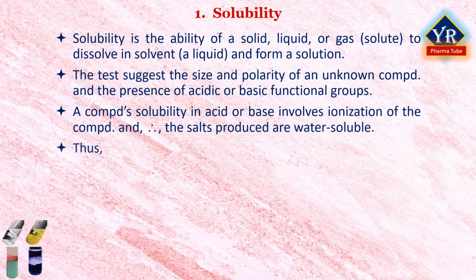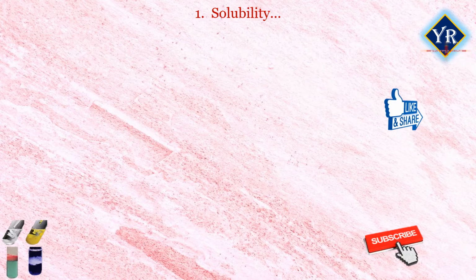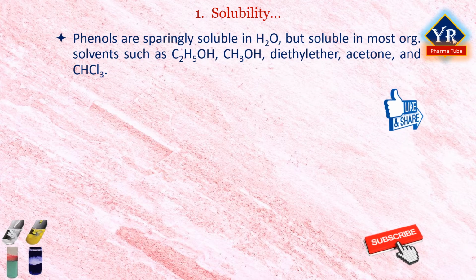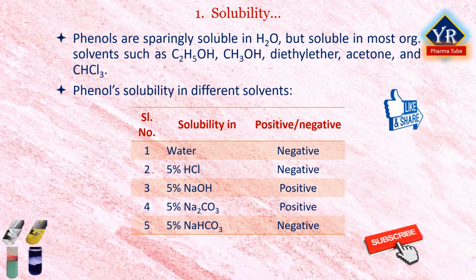Phenols are said to be acidic due to the ionization of the molecule. Phenol dissociates into a phenoxide ion and hydronium ion in water. Phenols are sparingly soluble in water but soluble in most of the organic solvents such as ethanol, methanol, diethyl ether, acetone and chloroform. Here we see the solubility of phenol in water, dilute solutions of an acid that is hydrochloric acid, and alkali solutions such as sodium hydroxide, sodium carbonate and sodium bicarbonate.